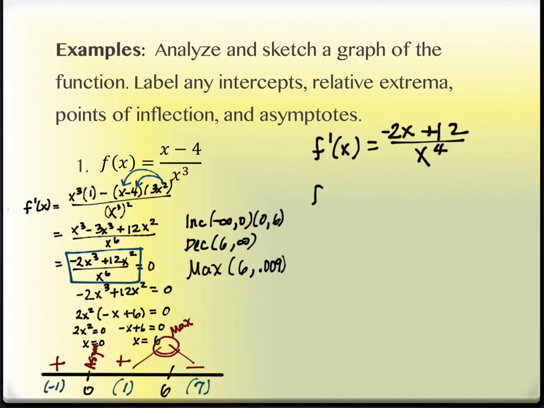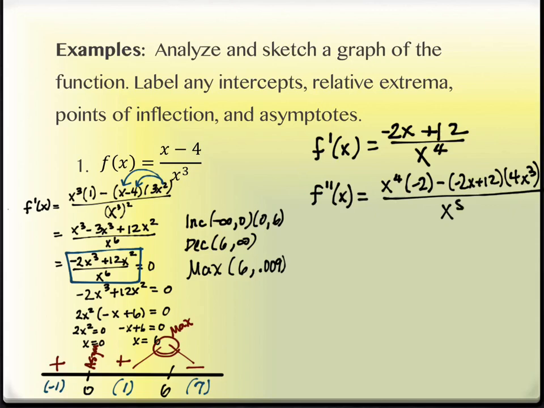So second derivative. Same as the first, right? We do the denominator times the derivative of the numerator, which is negative 2, minus the numerator, negative 2x plus 12, times the derivative of the denominator, which is 4x cubed, over the denominator squared, which will be x to the fourth squared, which is x to the eighth.